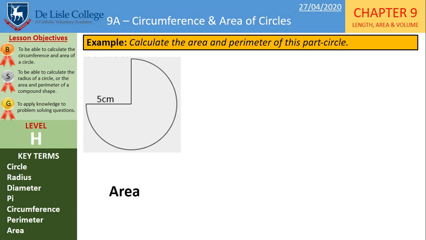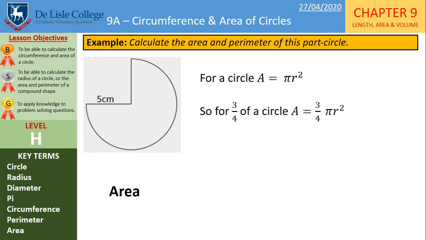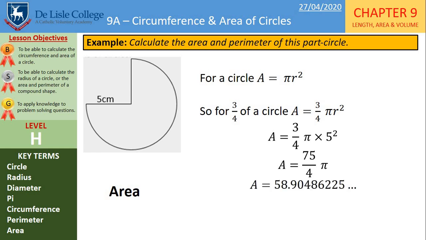So the first thing we're going to do is work out the area. Now we know for a circle that A equals pi r squared, but since this is 3/4 of a circle, the area of this shape is going to be 3/4 of pi r squared. So we're going to substitute the 5 in for the radius. If we were giving our answer in terms of pi, we would simplify to get 75 over 4 pi. And since we can give our answer as a decimal, we'll type this in and round. So we're going to have 58.9 centimetres squared to 3 significant figures.